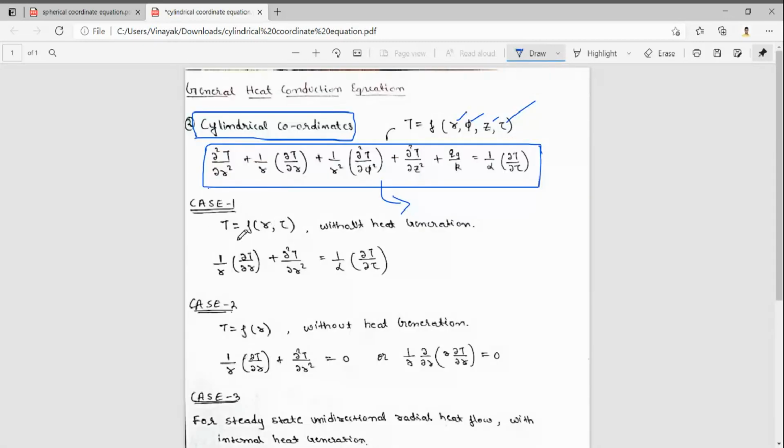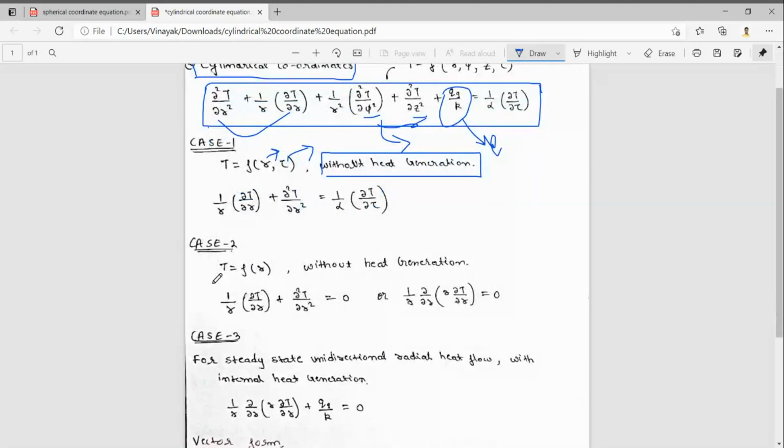So first case is temperature is a function of r and tau, that is temperature is function only in radial direction, and tau is with respect to time, that is unsteady state. So without heat generation, here no heat generation, so this qg/k term will be 0. And temperature is a function of radius only, so this r term will be there. This is phi and z, so these two terms will be 0. So 1/r ∂T/∂r plus ∂²T/∂r² equal to 1/α ∂T/∂τ. So this is the case 1.